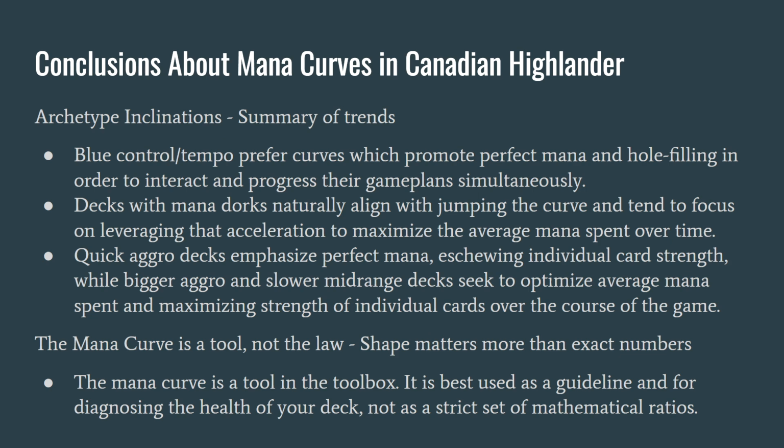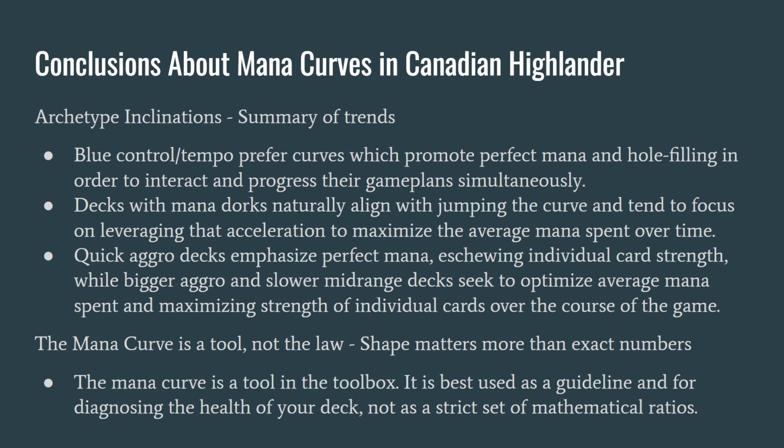So let's wrap everything up, starting with a summary of the trends that we saw with archetypes. Blue control and tempo decks and mid-range decks tend to prefer curves that promote perfect mana and that fill the holes in your curves in order to be able to interact with their opponents while also progressing their own game plans. This means a lot of cheap cantrips, cheap interaction, cheap counterspells, and cheap threats, because it's easier to deploy a 2-mana threat while holding up 2 mana for a counterspell than it is to deploy a 4-mana threat and hold up 2 mana for a counterspell.